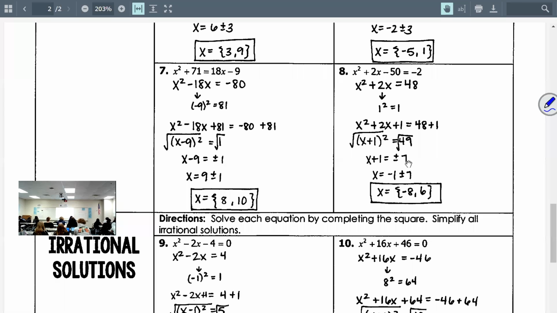X plus 1 equals plus or minus 7. All right, solve for x in both cases. They do it slightly different than I do. I have you split it up into 2 separate equations. They move the 1 to the other side, and then they have negative 1 plus or minus 7. That's how they get these 2 answers. They did -1 plus 7, which gives you 6, and -1 minus 7, which gives you -8.